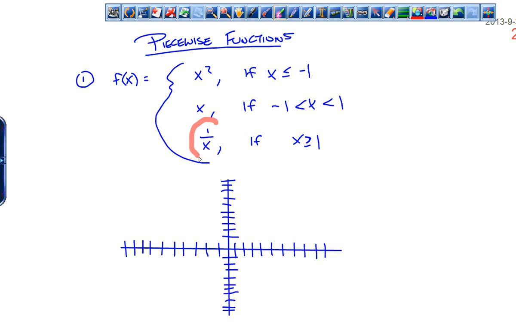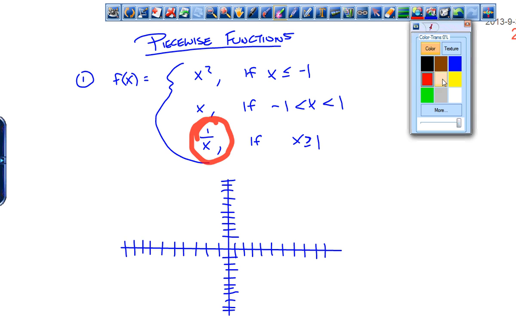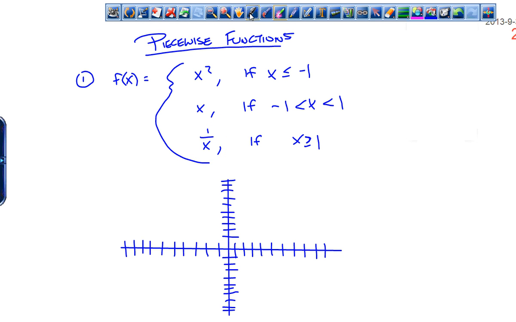Can anyone tell me what the function 1 over x is, or what it's called? Well done. It's called the rational. Oh, you're so cool. I know I'm cool.